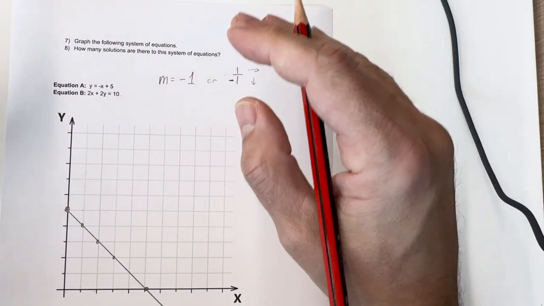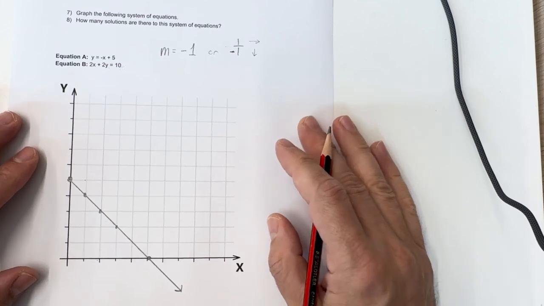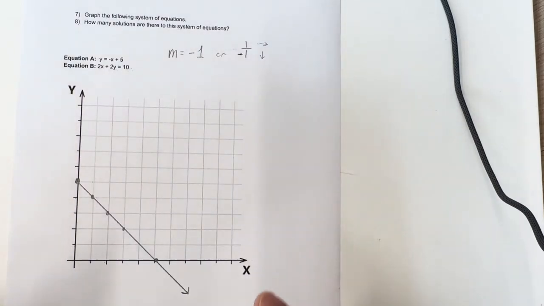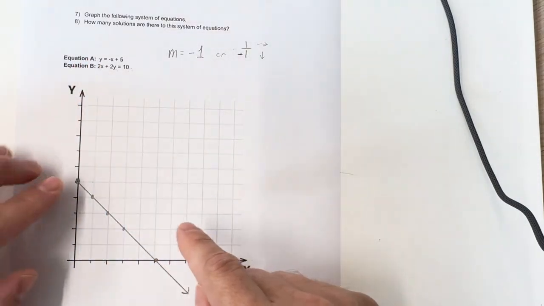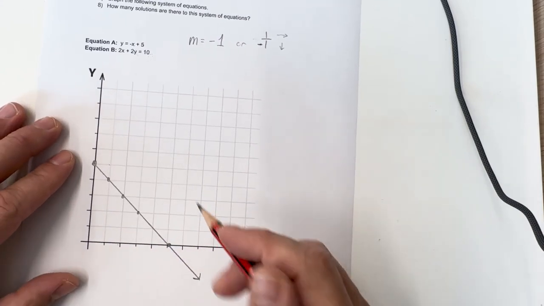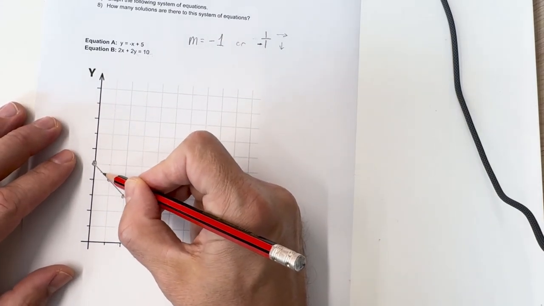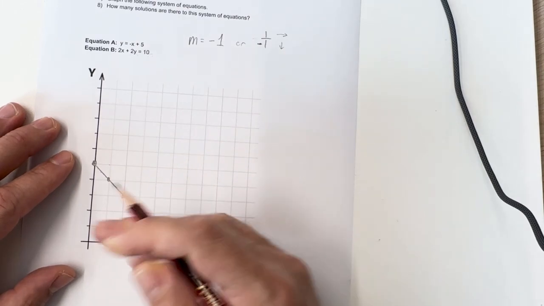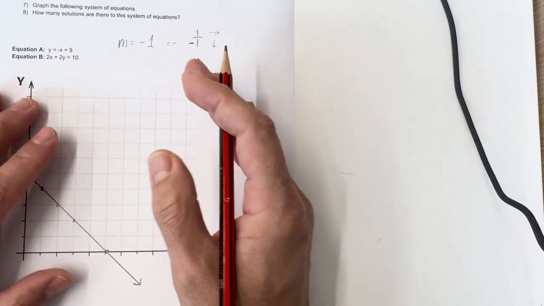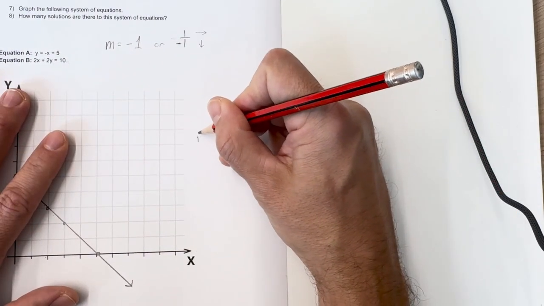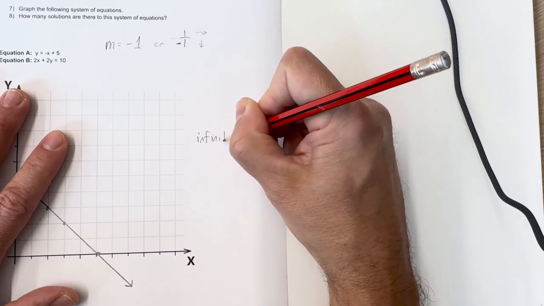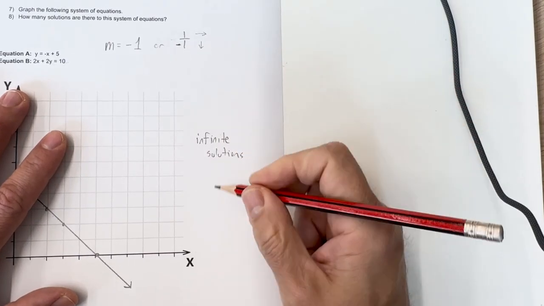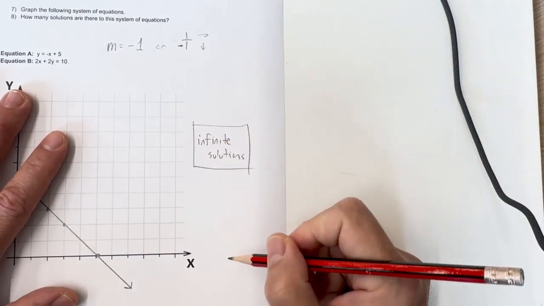So again, when you think about the concept of solutions being found where systems of equations or where lines cross, these lines are sitting on top of each other. So they're touching here and here and here, everywhere. They're touching everywhere. So how many solutions does it have? Well, it actually has infinite solutions. Everything would work. And that is that.